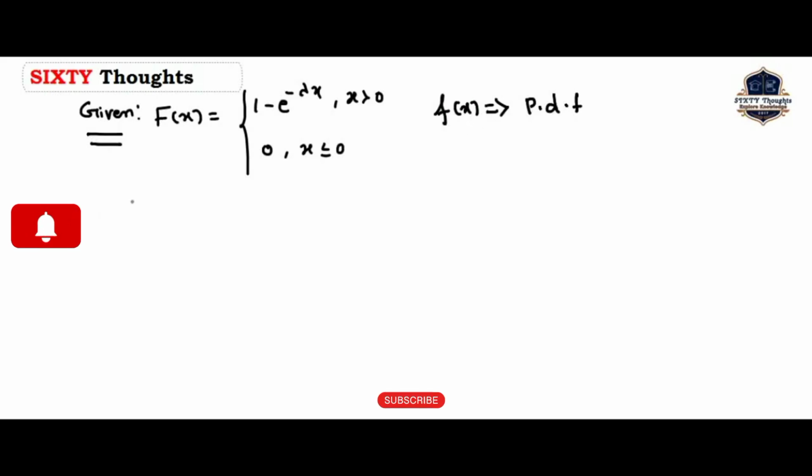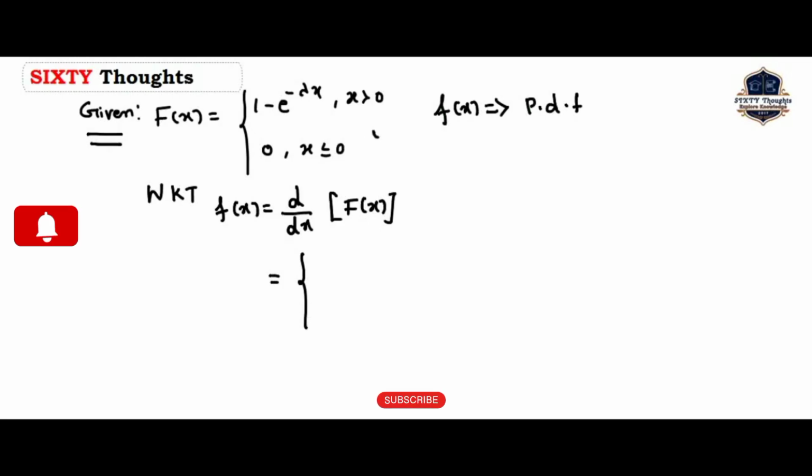So how to find this? We know the properties of a distribution function. Our property is small f of x equals d by dx of capital F of x, which means if we differentiate the capital F of x function with respect to x, we get small f of x. So I am going to differentiate the given function with respect to x.